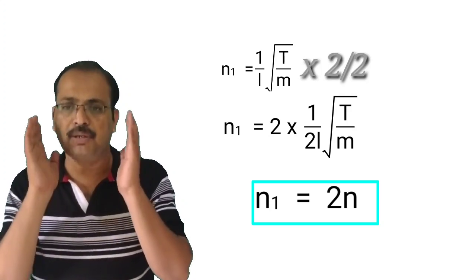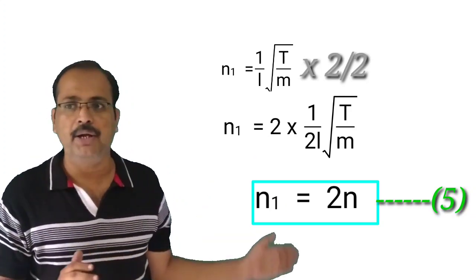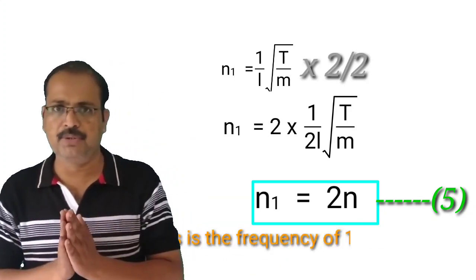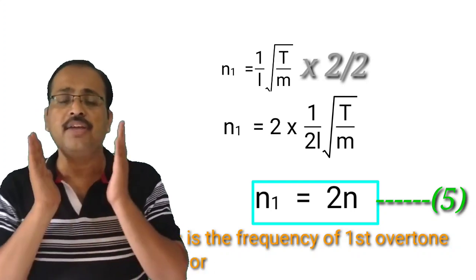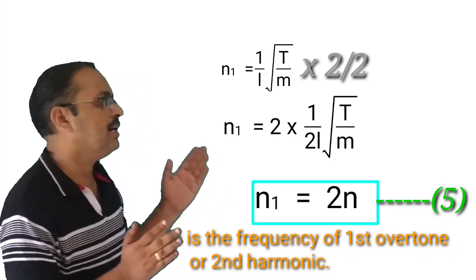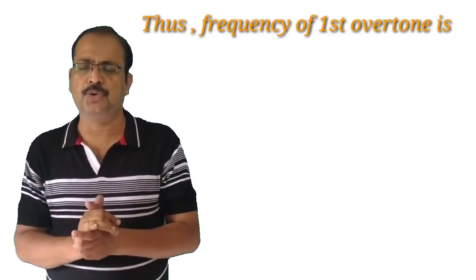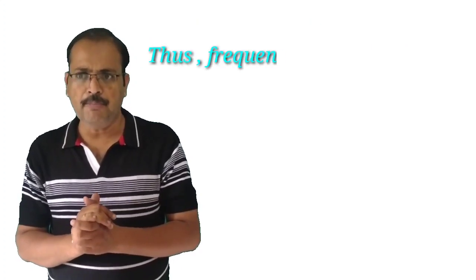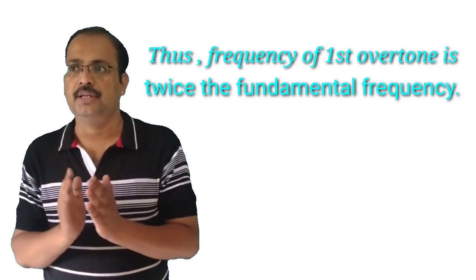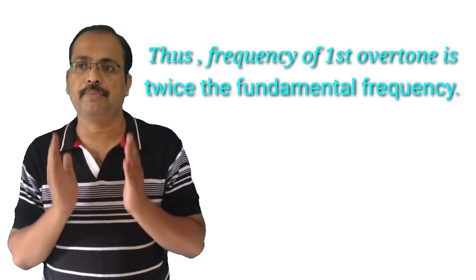This is equation number 5. This is the frequency of first overtone or second harmonic. Thus, the frequency of first overtone is twice the fundamental frequency.